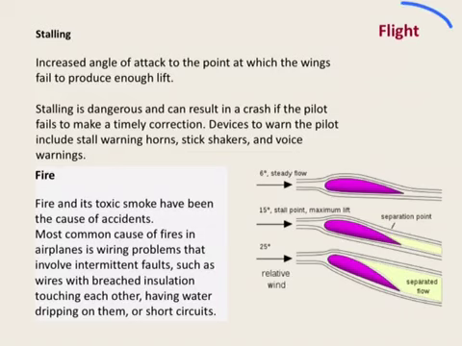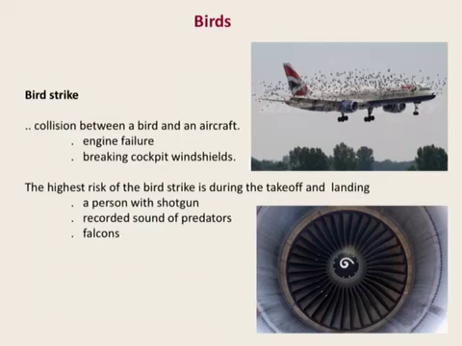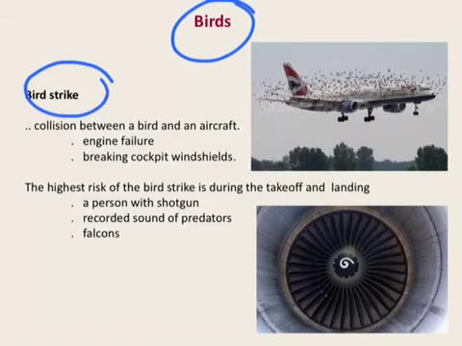Another area of aviation safety is during the flight. For instance, the aircraft could be stalling, which means that the angle of attack is too high and the lift is being lost. Or there could be a fire during the flight, which is normally provoked by wiring problems. Birds are another case of safety hazards. For instance, a bird strike, which is when birds go into the engine, provoking a failure. The most dangerous bird strikes are during takeoff and landing.